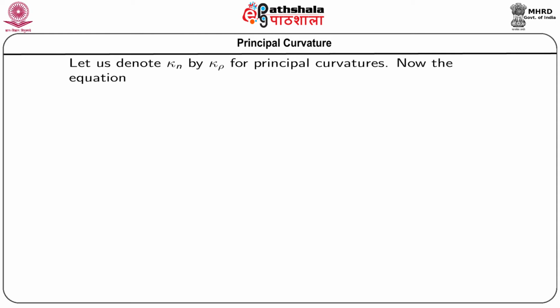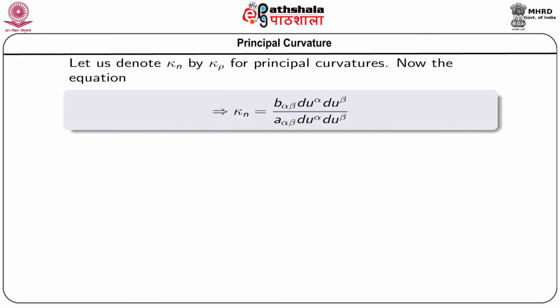Now, the equation kappa n equals b alpha beta du alpha du beta by a alpha beta du alpha du beta. We have obtained this one in our previous module. So, we can write this in this form: b alpha beta du alpha du beta minus kappa rho a alpha beta du alpha du beta equals 0. Now, as we are finding the principal curvature, we are replacing kappa n by kappa rho.